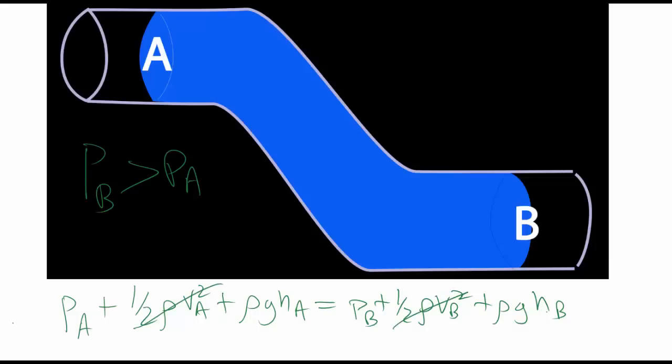And we know that the height at B is going to be less than the height at A. So this is bigger, this is smaller. And so for the two sides to be equal, we know that the pressure at B has to be bigger and the pressure at A has to be smaller.